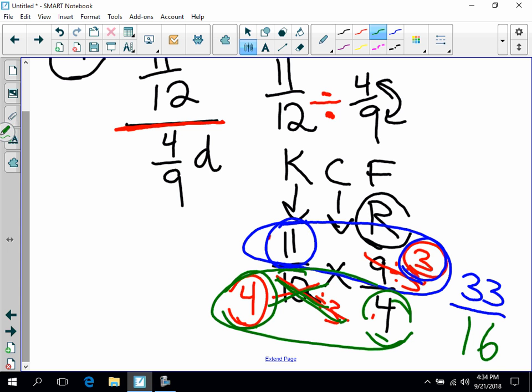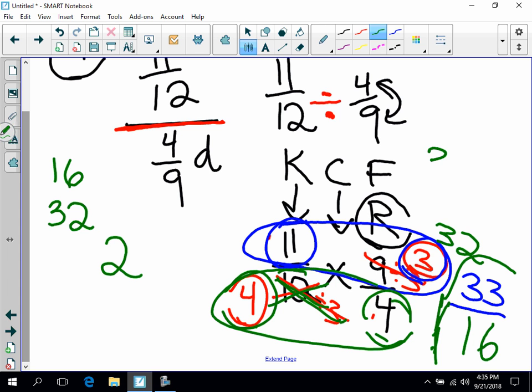Now we need to think about if we want to change this to a mixed number. This is an improper fraction currently. If I want to write it as a mixed number, I think about how many times 16 goes into 33. 16 plus 16 is 32. If I add 16 to 32, that's going to be too much. So I'm going to use 2. 16 goes into 33 2 times. 16 times 2 is 32. So now I need to compare the 33 and the 32 and see the difference between them. The difference is only 1. And in the denominator, I keep the same denominator.